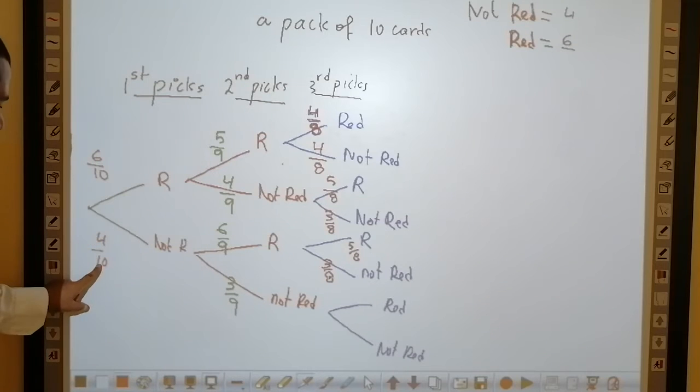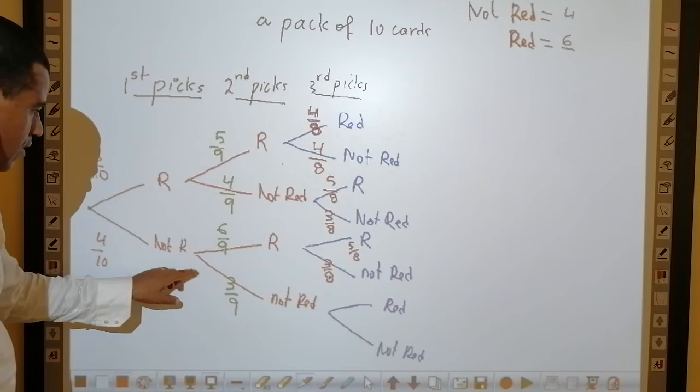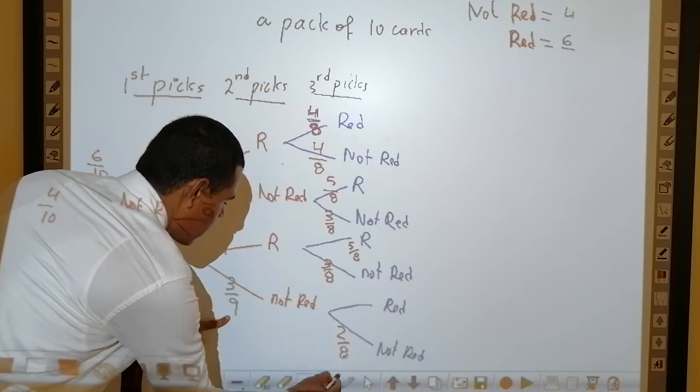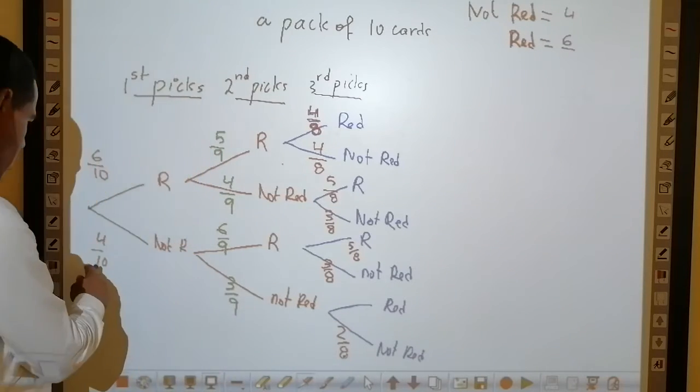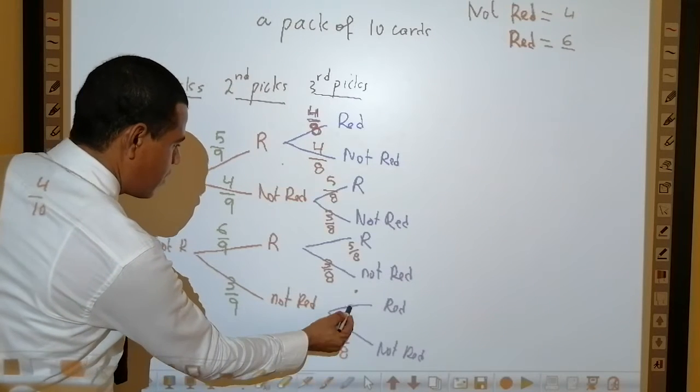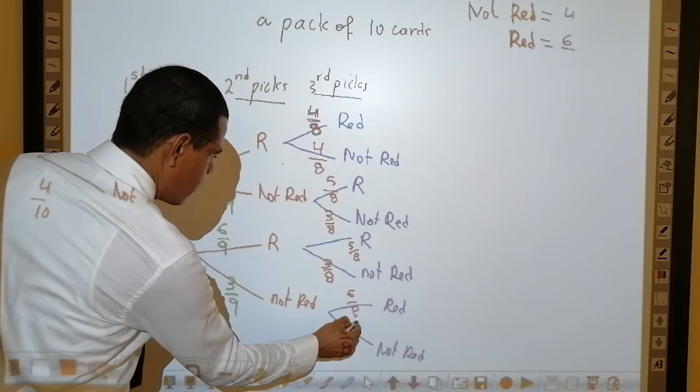Then, now 4 over 10, not red, 3 over 9, not red also 2 over 8. And here, red, it will be, I didn't get reds here, okay, it will be 6 over 8. Okay.